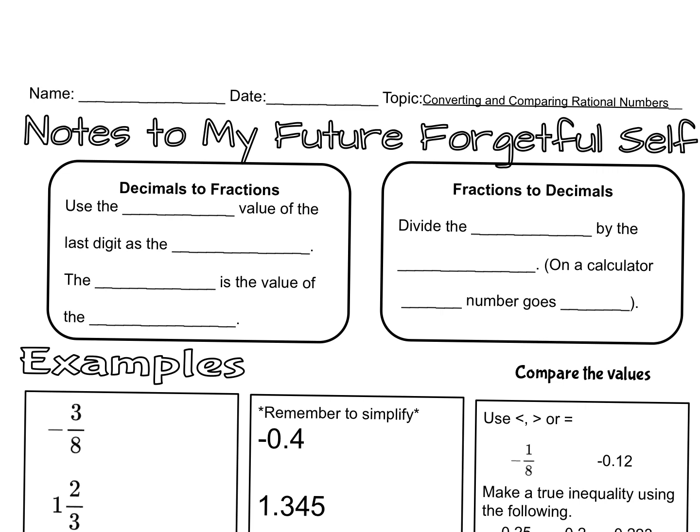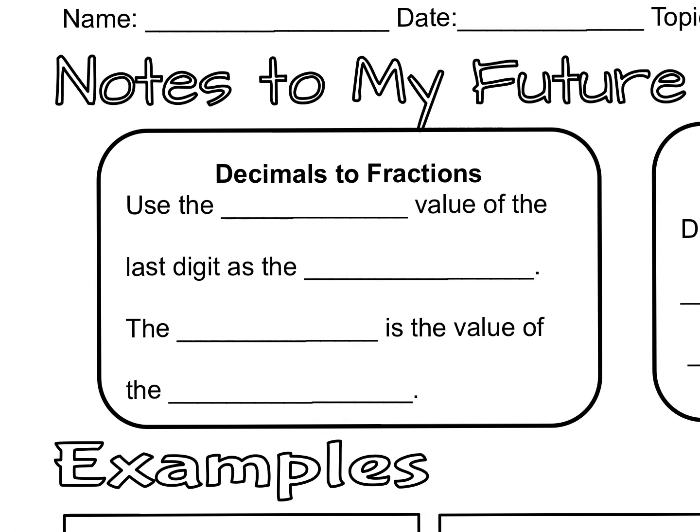All right, welcome back. We are going to be looking at converting and comparing rational numbers and just do a quick review of how to do that. So to start, when we are converting our decimals to fractions, we are going to use the place value of the last digit as our denominator of our fraction, or the bottom.